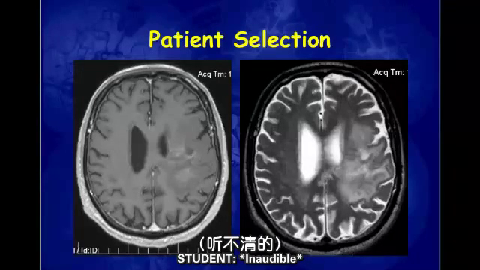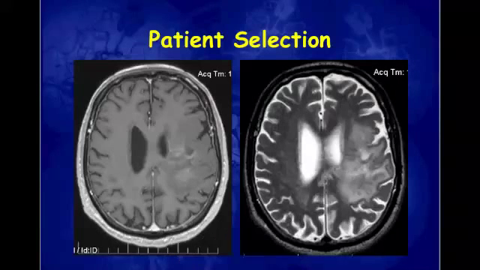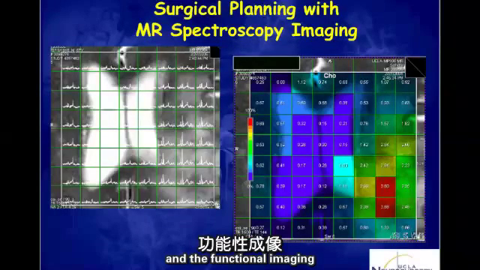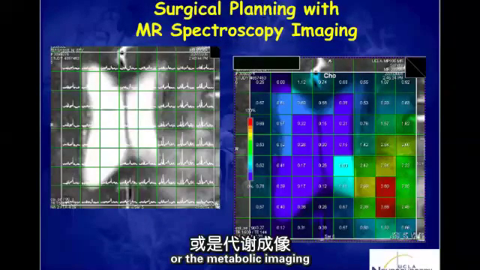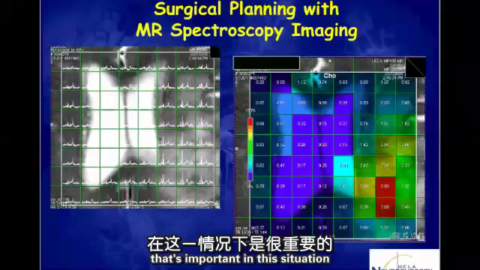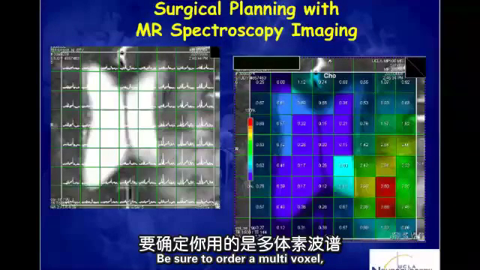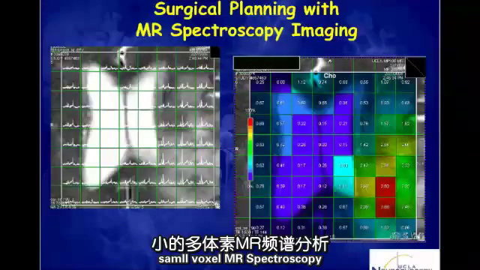I would try to get some functional imaging and see if there's a location that's separate from the previous biopsy. Good, good. So that's what we did, and the metabolic imaging that's important in this situation is an MR spectroscopy. And when you order MR spectroscopy for this purpose, be sure to order a multi-voxel, small voxel MR spectroscopy.